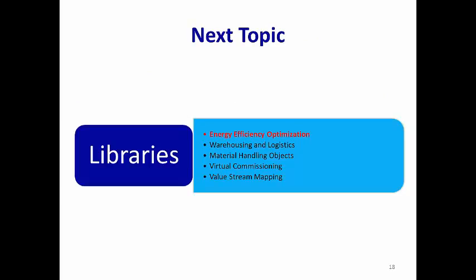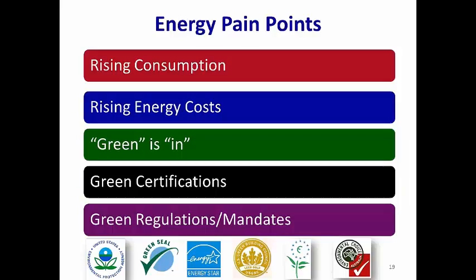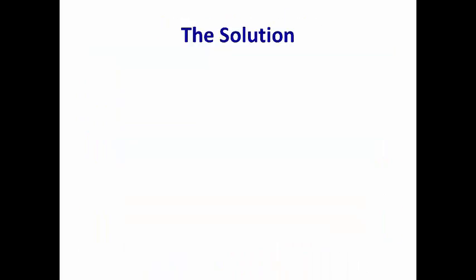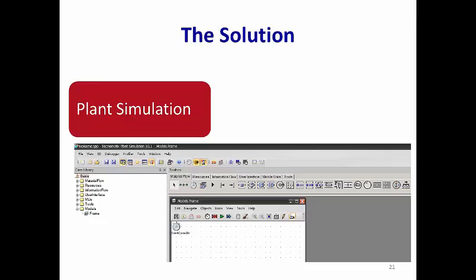Our next topic covers several libraries that you may find useful. We'll start with energy efficiency optimization. Energy pain points include rising energy consumption and costs, also green is in with consumers and regulators. Additionally, green certifications like the Energy Star seal and EPA regulations and mandates are becoming more important. The solution to these problems has two ingredients. First, dynamic simulation modeling of systems using a tool such as Siemens Technomatics Plant Simulation software provides a powerful virtual environment to test and improve a system's design and operations to address traditional optimization issues such as maximizing throughput, minimizing inventory and buffers, and minimizing labor.